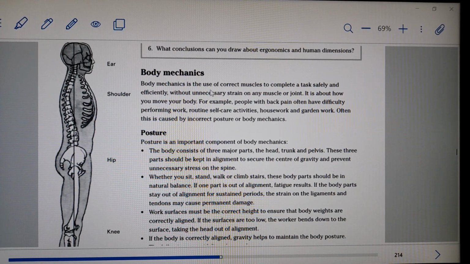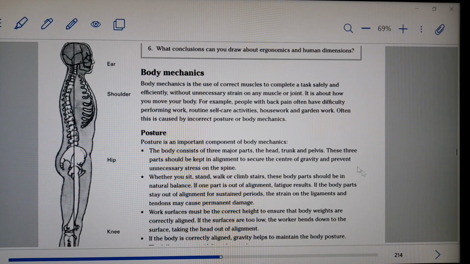Body mechanics is the use of correct muscles to complete a task safely and efficiently without unnecessary strain on any muscle or joint. It is about how you move your body. For example, people with back pain often have difficulty performing work, routine self-care activities, housework, and gardening. If you have back pain, normally it's difficult for you to do all this work. Often this is caused by incorrect posture or body mechanics.